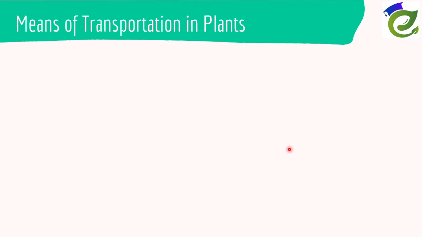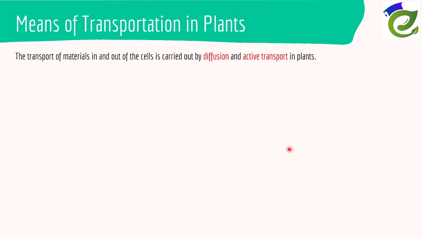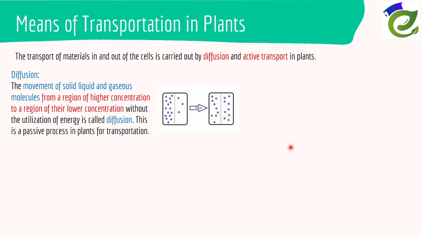So, the means of transportation in plants. Transportation of materials in and out of the cells is carried out by diffusion and active transportation. Diffusion is more or less passive transportation. The opposite of active is passive. So what does diffusion tell us?